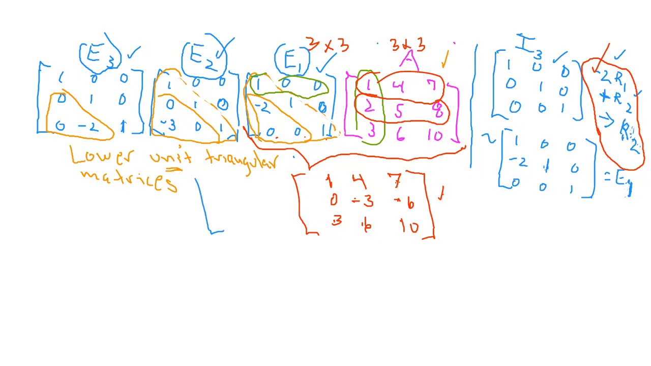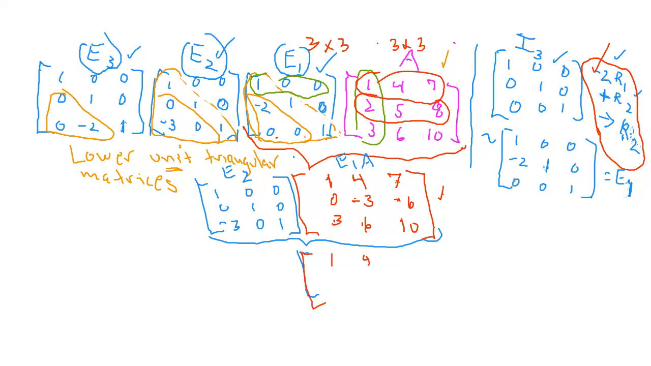Now let's take E2 times this E1 times A. Well, E2 is 1, 0, 0, 0, 1, 0, -3, 0, 1. Does anything happen? Did the identity matrix, to get that second elementary matrix, change at all in the first two rows for E2? The first and second rows just look like the identity matrix, right? So that means when we multiply E2 times that second matrix, the first and second rows aren't changed.